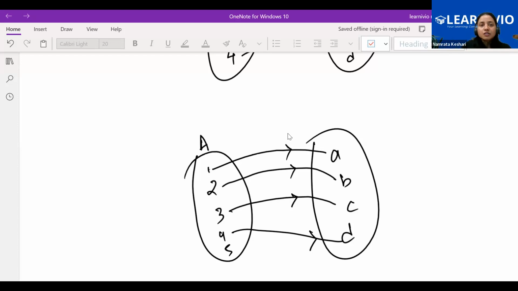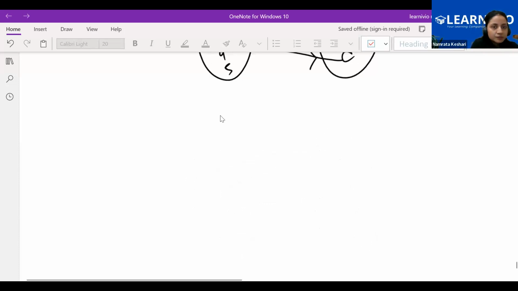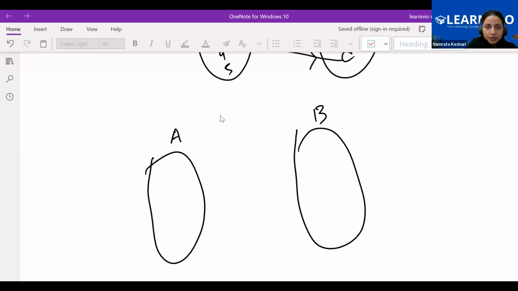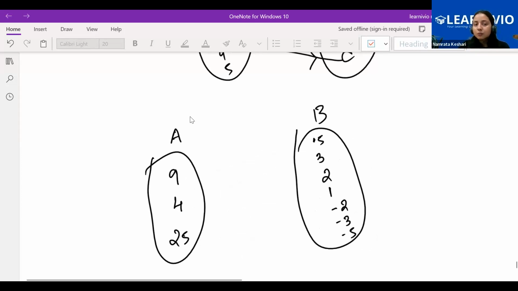Suppose let me take one example. Set A and set B. Here we have 9, 4, 25. Here we have 5, 3, 2, 1, -2, -3, -5. This relation we have already taken in the previous class also.